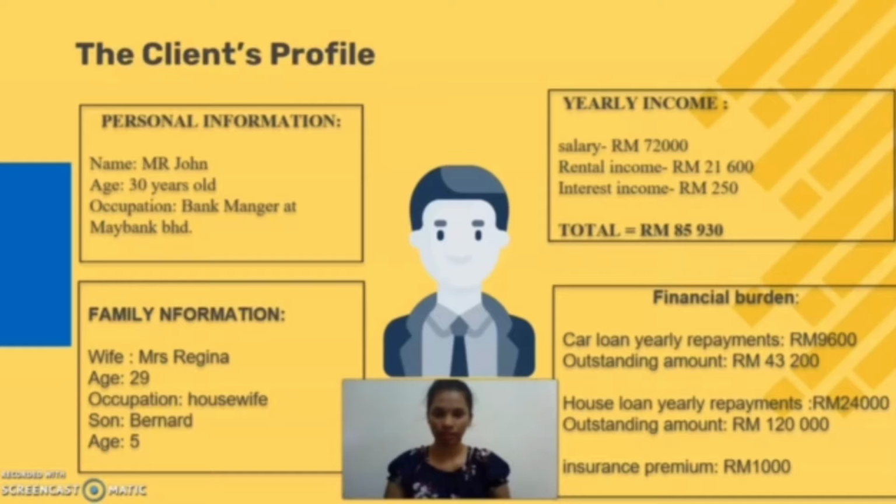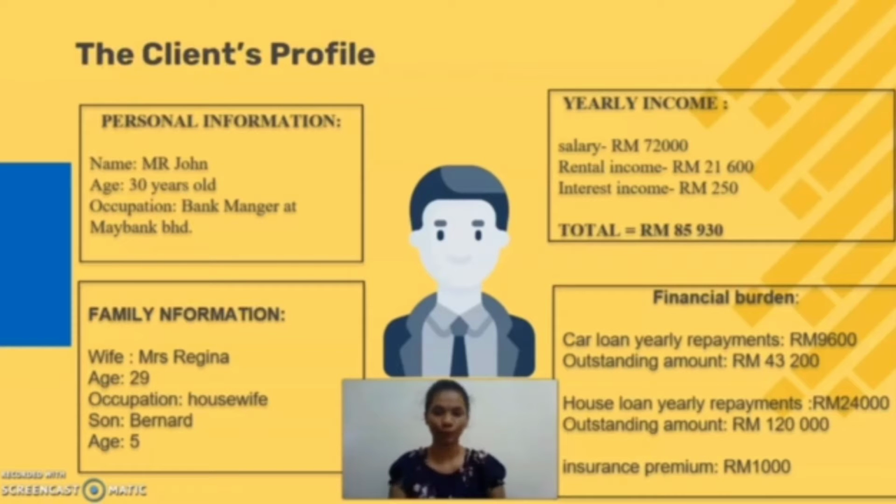Next is the source of income. His total yearly income is 85,930, including yearly salary 72,000, yearly rental income 21,600, and yearly interest income for his fixed deposit around 250 ringgit. He also has three major financial burdens, which is car loan with yearly repayment of 9,600 and with outstanding amount 43,200. Secondly, house loan with the yearly repayments 24,000 and balance of 120,000. He is also paying his insurance premium 1,000 ringgit.